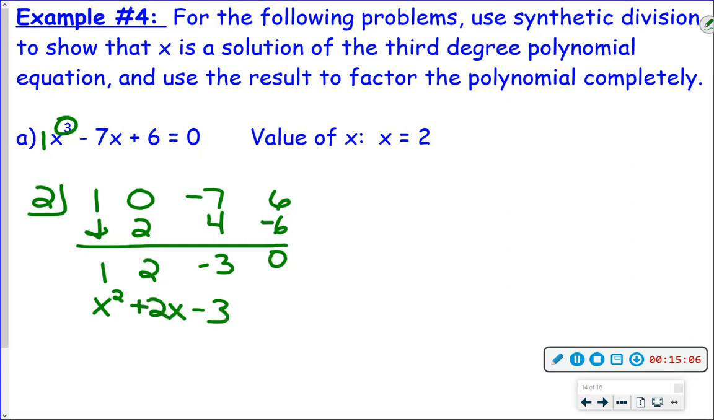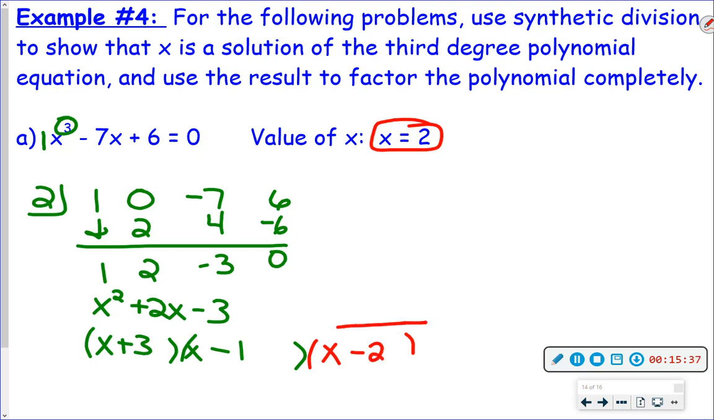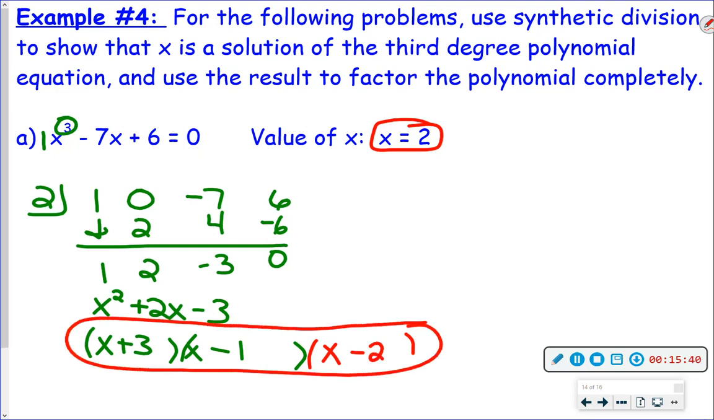Now, it says to use the result to factor the polynomial completely. It is a third-degree polynomial, so you should have 3 total factors. Well, this trinomial we can factor pretty easily. 2 numbers that multiply to negative 3 and add to 2. 3 and negative 1. Now, where does your third factor come from? Well, that comes from your original value of x. You just have to write that in factor form, which we have done. That would correspond to the factor x minus 2. Because if you solve that for x, you get 2. So just make sure you include the original value of x in your list of factors.